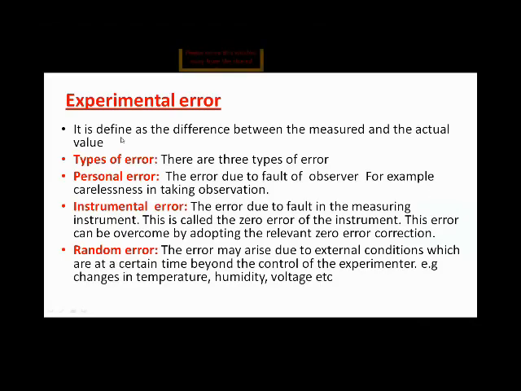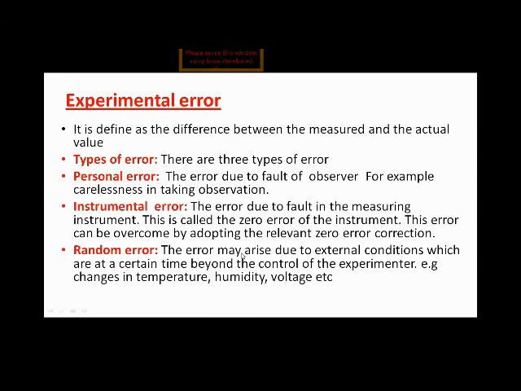Now, what do you think about experimental error? How can you define it? Error is defined as the difference between the measured and the actual value. I mean, the difference between the actual and the measured value is said to be the experimental error.